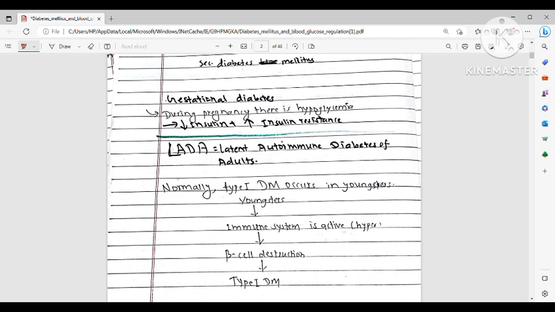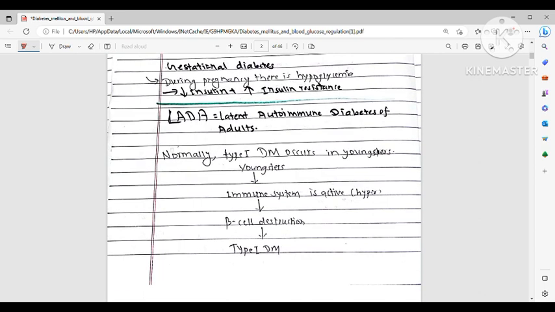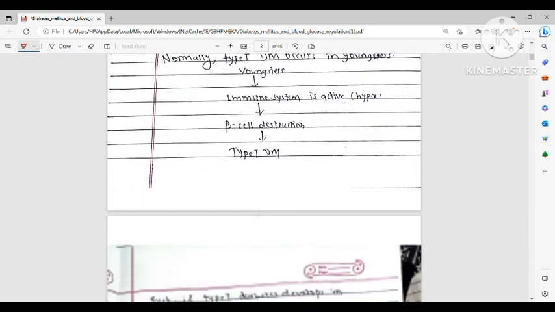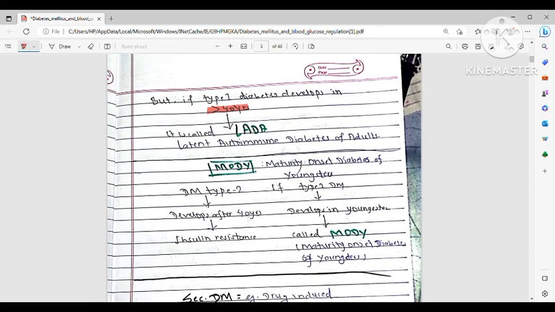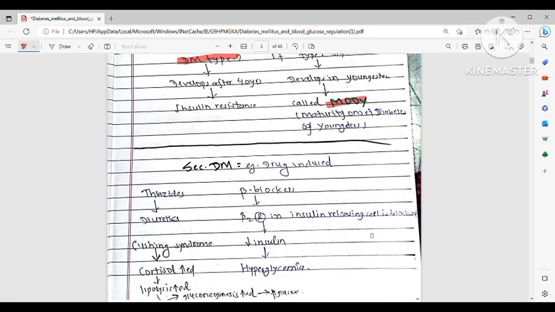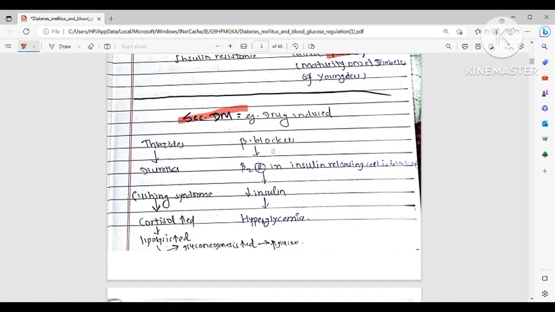Look here, LADA, latent autoimmune diabetes of adult. Normally type 1 diabetes mellitus occurs in youngsters, but if it occurs in an adult over 40 years, it is called LADA, latent autoimmune diabetes of adult. Also MODY, maturity onset diabetes of youth. Type 2 diabetes mellitus develops mostly after 40 years, but if it occurs in children, then it is called maturity onset diabetes of youth. Now secondary diabetes is caused due to other causes, which may be drug induced.